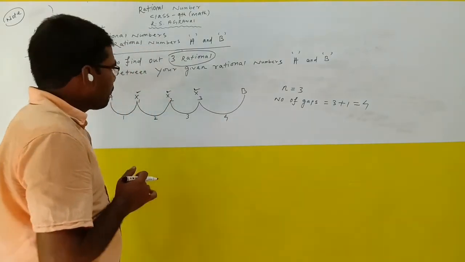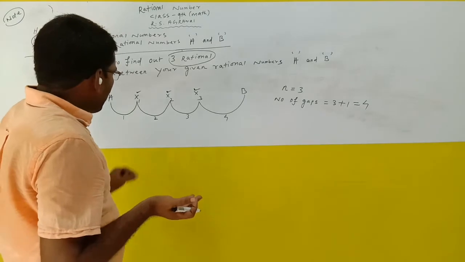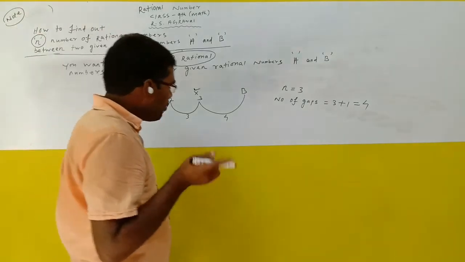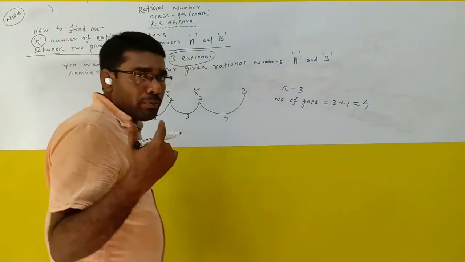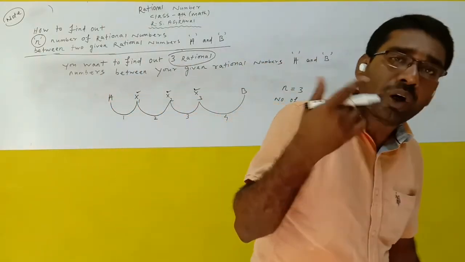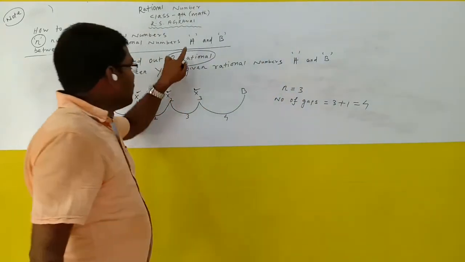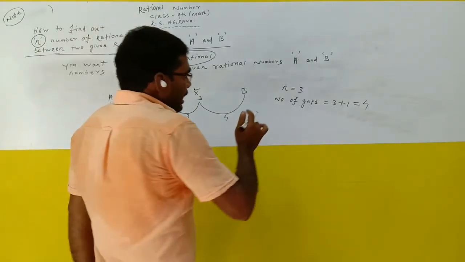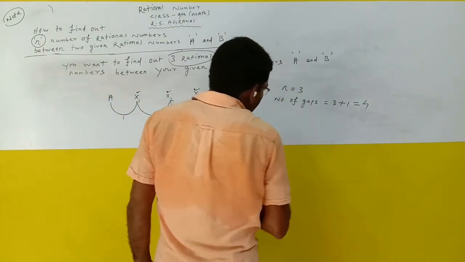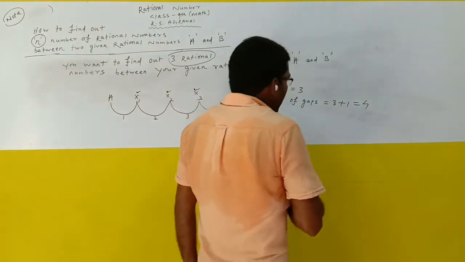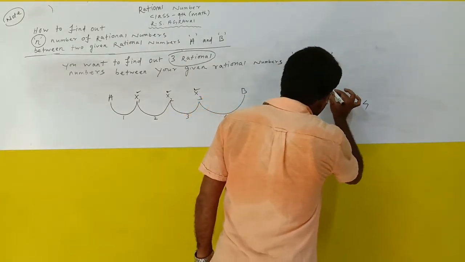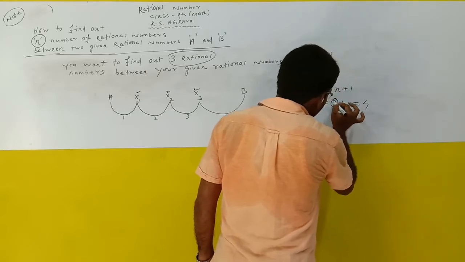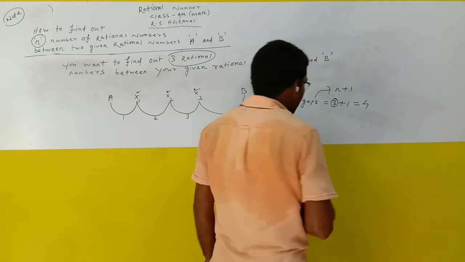इसका मतलब है the number of gaps will be one more than the number of rational numbers you want to find out between the given rational numbers A and B. It means if the value is n, then number of gaps will be n plus 1. That is 3 plus 1. Yes, n का value 3 है, so 3 plus 1 equal to 4.